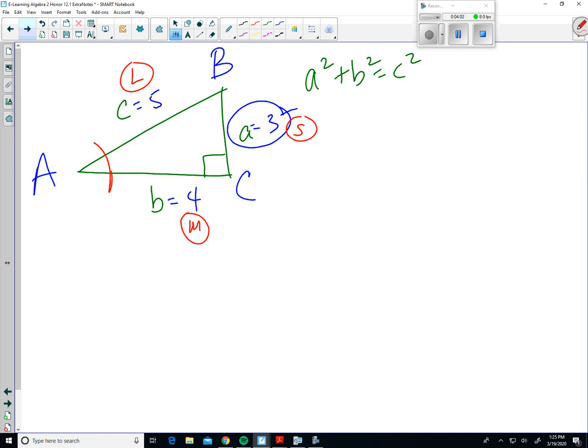Angle A is definitely going to be the smallest angle. Angle B now would be our medium angle. And angle C, of course, our right angle, that's our largest one. So this is what we really like to study when we talk about right triangle trig.